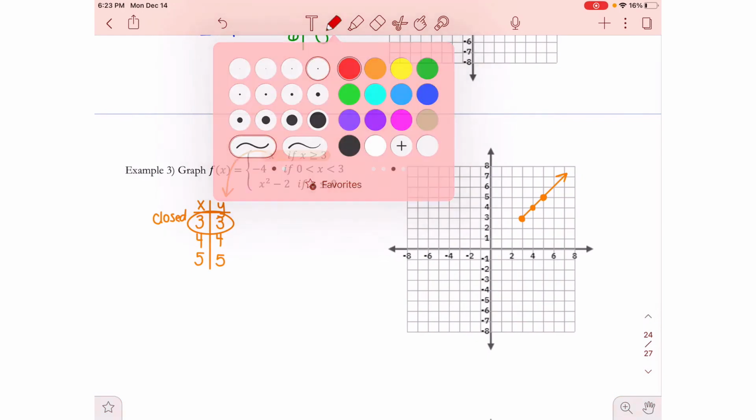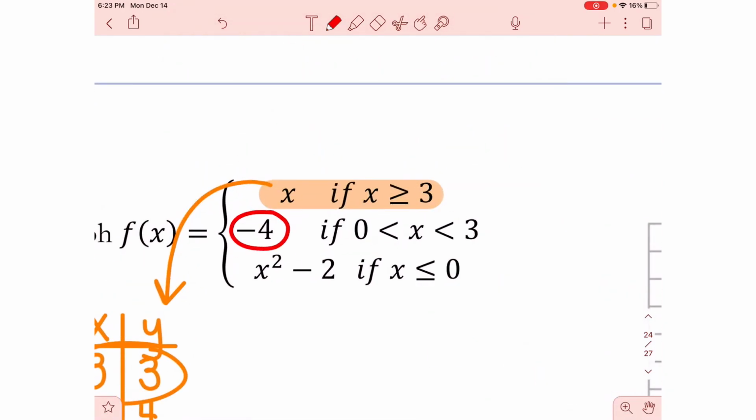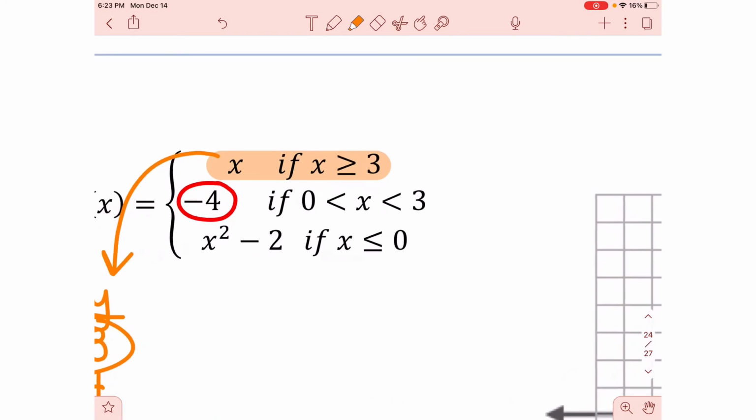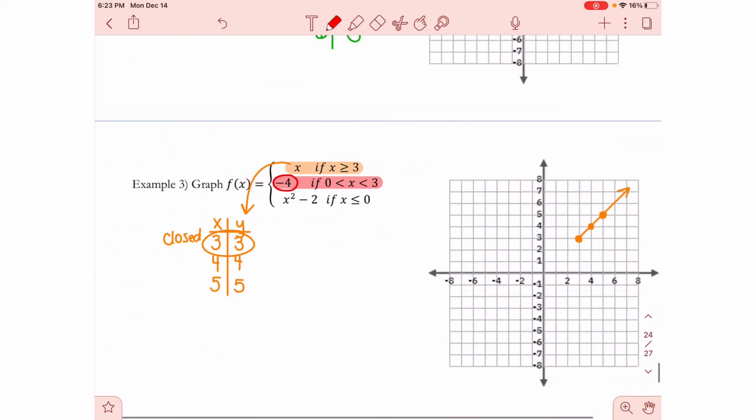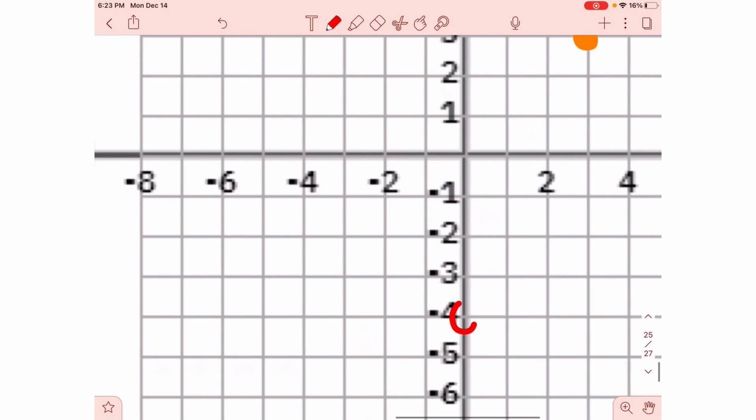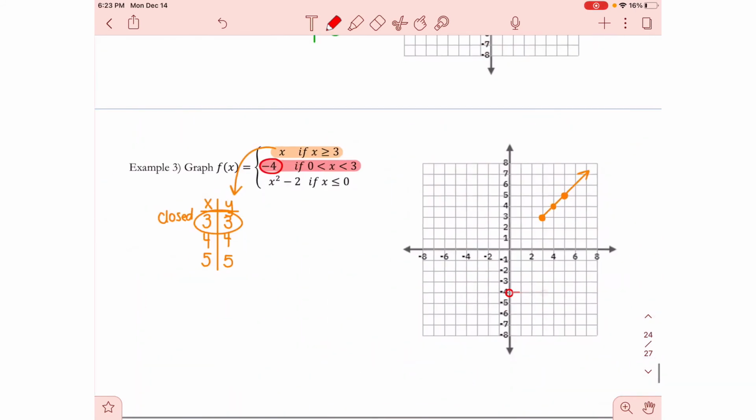Now this one I really don't need a chart because this is going to be a horizontal line at -4 between the x values 0 and 3. And these are both going to be open circles because the inequality is not underlined. So we're going to have a line at -4 between 0 and 3. Between 0, 1, 2, 3. And 3 is just a horizontal line. I really did not need a chart for that one. You could make a chart if you wanted, but you don't have to.